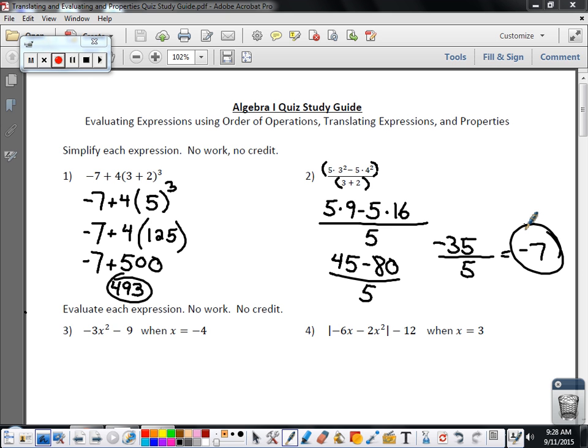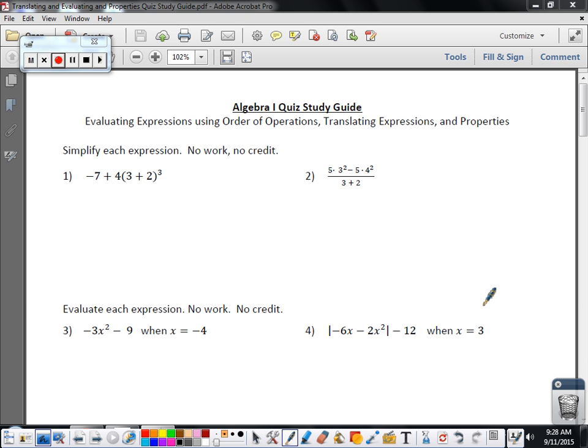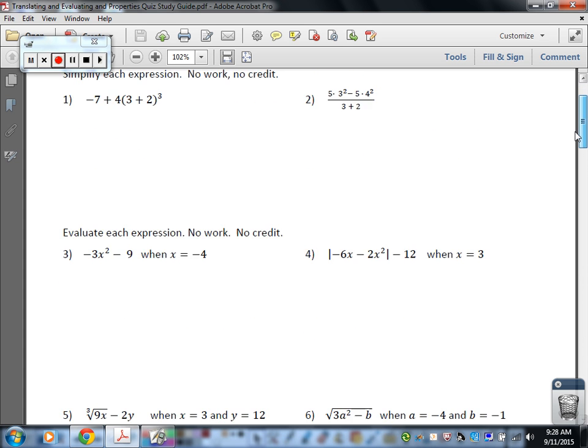Good. Can you help me out? Can you clear and move down? Because I really need to move the toolbar to the side, but we can just do that after we record. Thank you. All right, number 3.